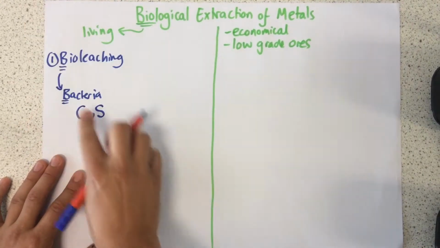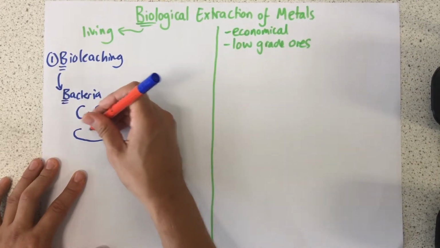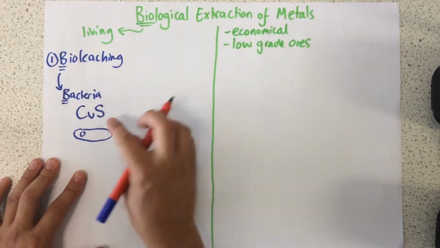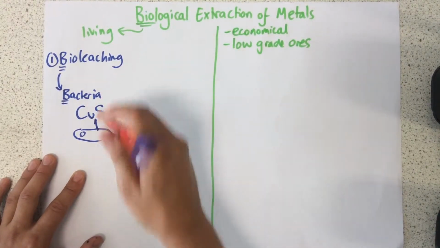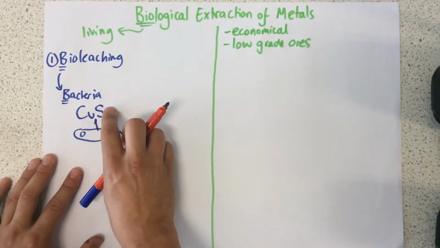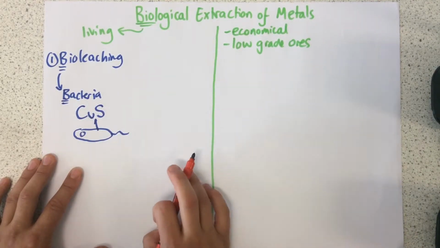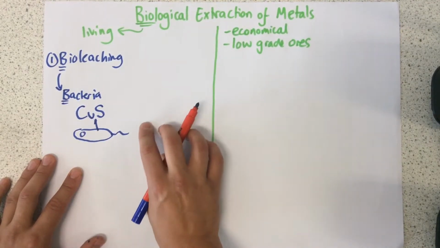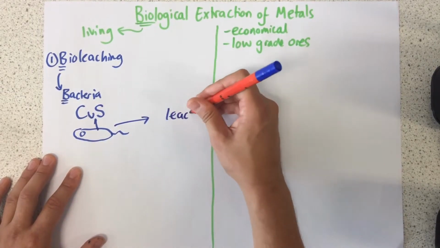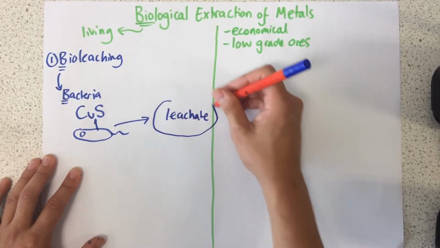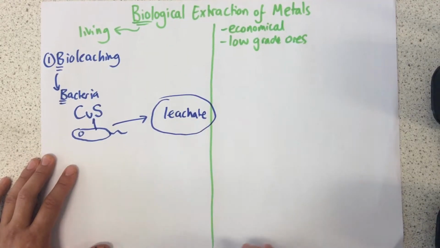So let's imagine we have an ore, which is copper sulfide. I need to extract that copper from this ore in order to be able to use it. So what can be done is I could use bacteria in order to do this. Now, what happens is the bacteria get energy from the bonds between the atoms in the ore. This separates the atoms from the ore in the process, and as this happens, a substance is created which is called leachate. It's a liquid called leachate.